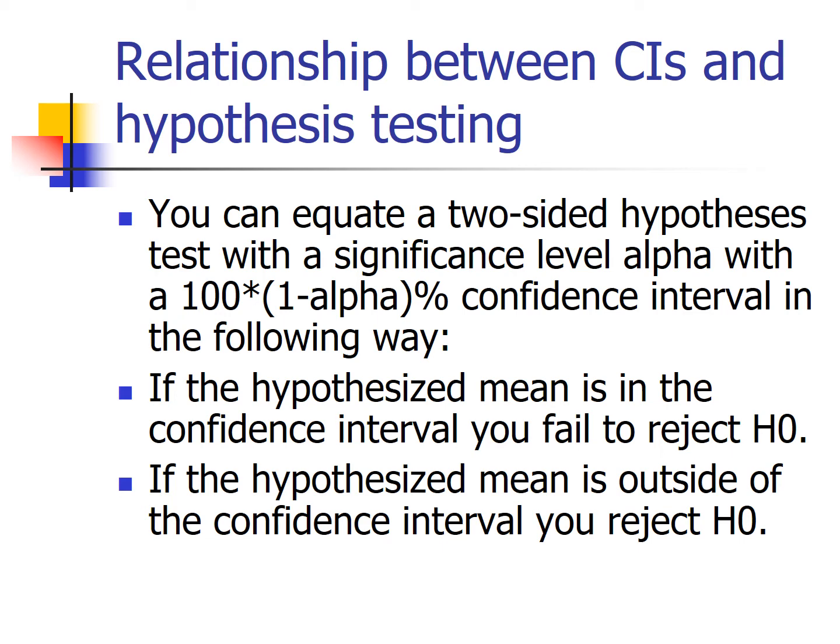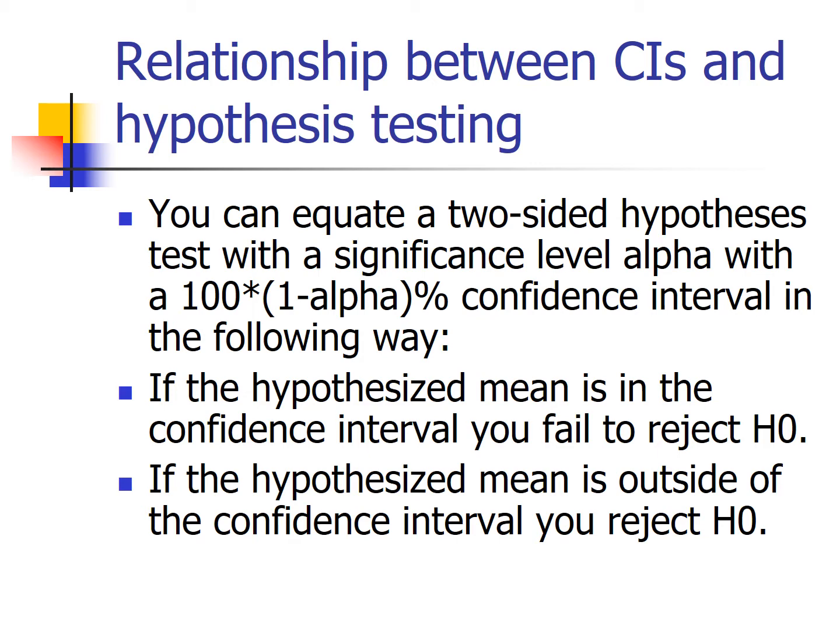All right, so at this point we've talked about confidence intervals. We've talked about hypothesis testing. We can talk very briefly, I mean one slide brief, about the relationship between them. This should be kind of an intuitive idea. You can equate a two-sided hypothesis test with a significance level alpha to a 100 times 1 minus alpha percent confidence interval.